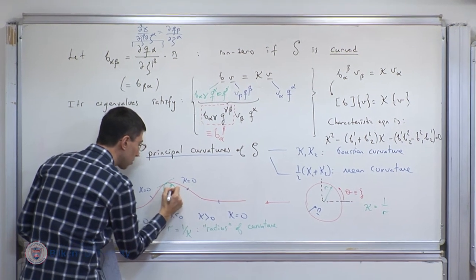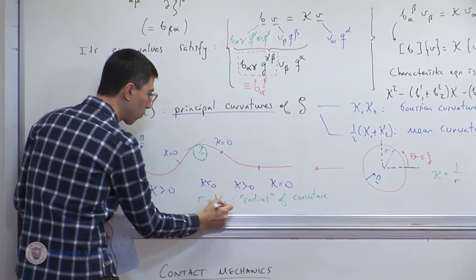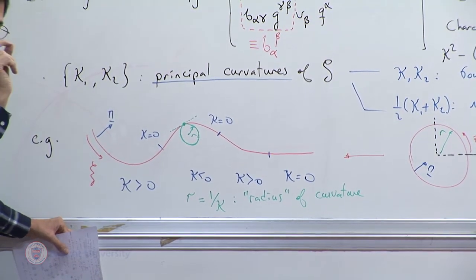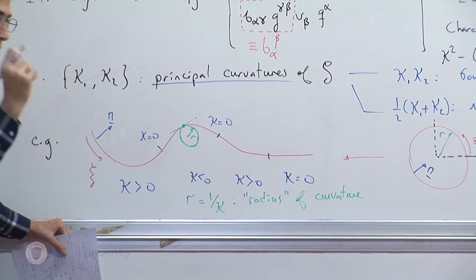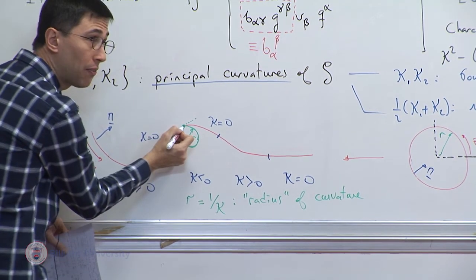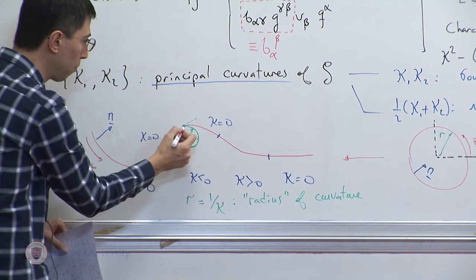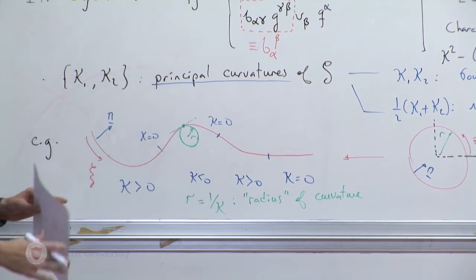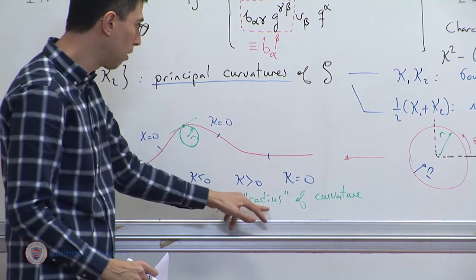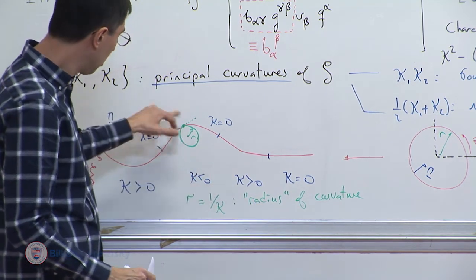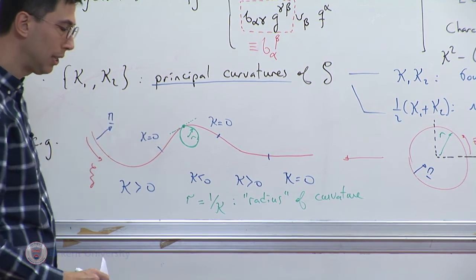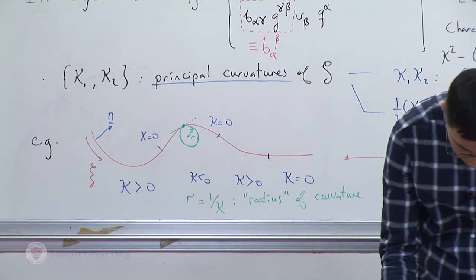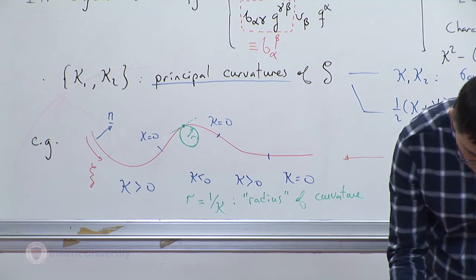a radius r equals 1 over kappa, kappa being the curvature at that point, is a local approximation to the geometry of the curve in the vicinity of that point, but just in the vicinity of that point, because if you go far away, you see that the green line and the red line deviate from each other. So that is the meaning of the radius of curvature. It tells us that we can fit locally a circle in the vicinity of that point. Okay. All right, good.